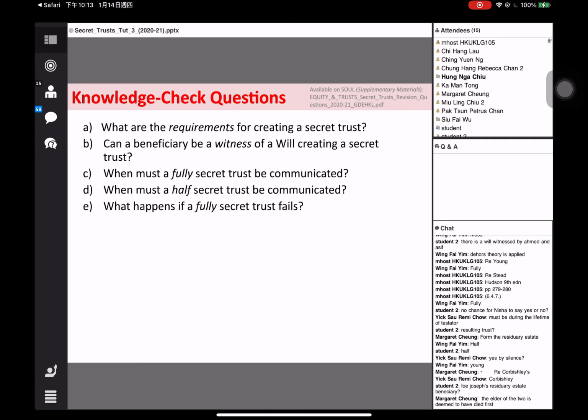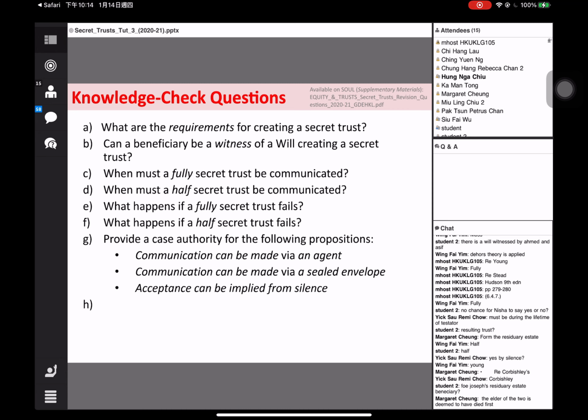What happens if a fully secret trust fails? Well, if a fully secret trust fails, the legatee could take absolutely. That becomes an outright gift. What happens if a half-secret trust fails? Well, in that situation, the legatee will hold the property on resulting trust for the testator's estate. So he holds it on trust for those entitled to the residuary estate.